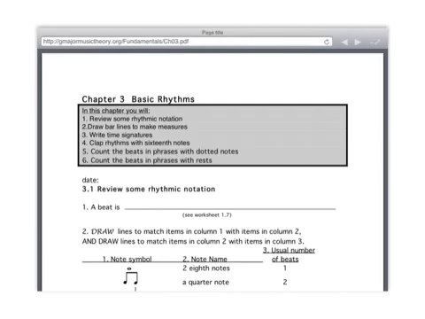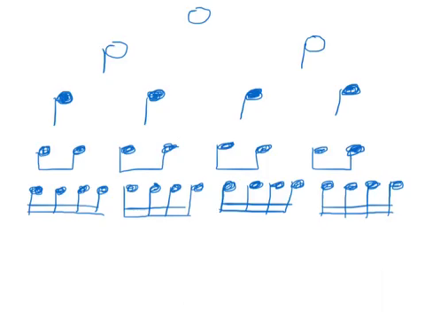This is part 2 of chapter 3. If you remember, we left off with some basic information about the staff, including measures and bar lines and whatnot. We're going to be talking a little bit more about counting and using the different types of notes and rests within a musical context. So let's get started.